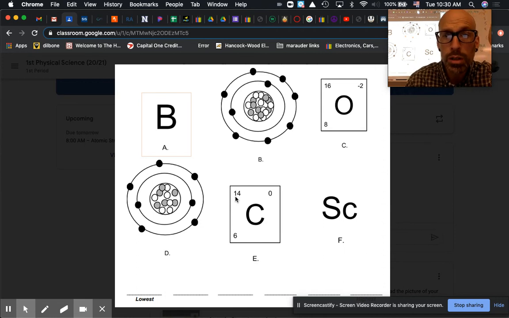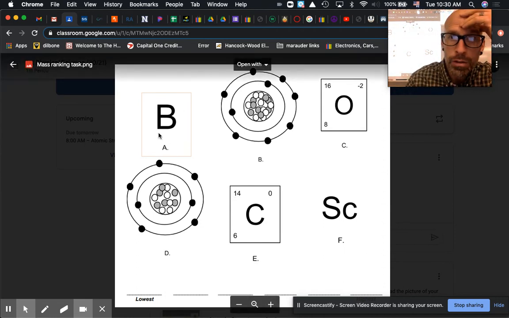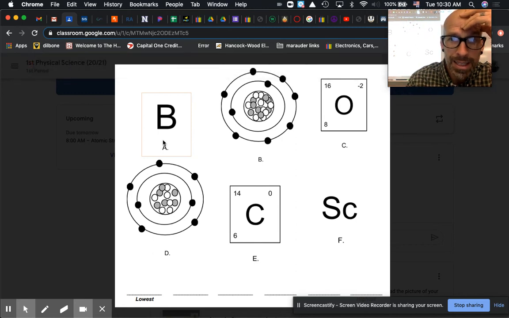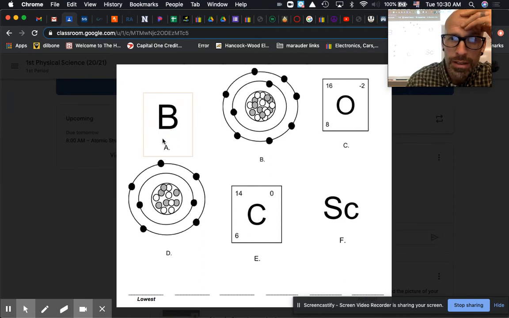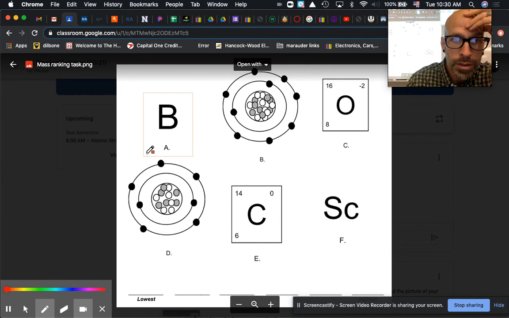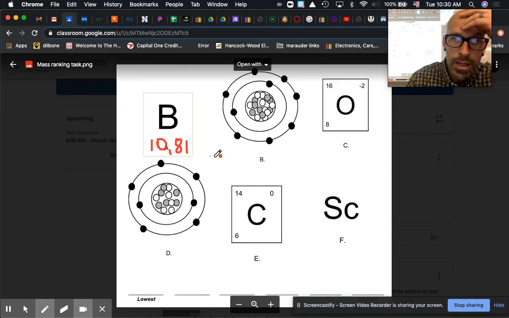So hopefully you looked up in the table and you found out that the boron here is 10.81 on your table. Oh, and I can't write on this either. Oh gosh, this is going to be terrible. 0.81. This is bad. That's 10.81.